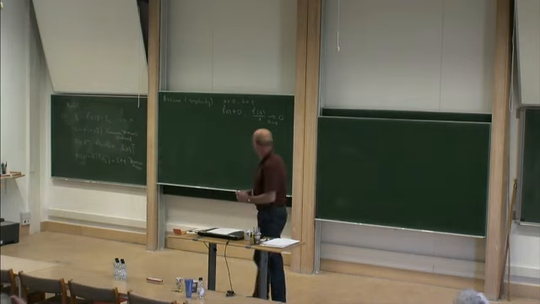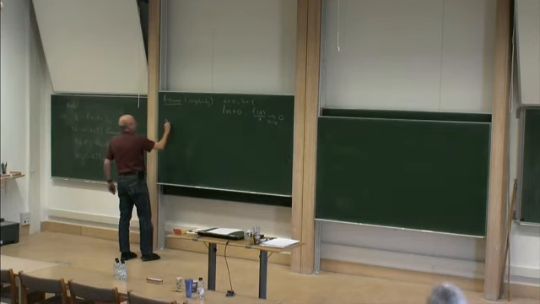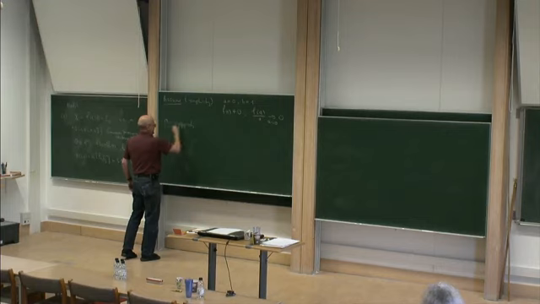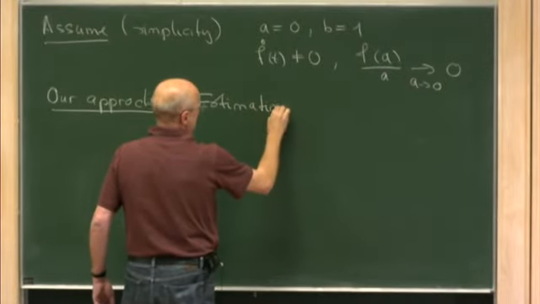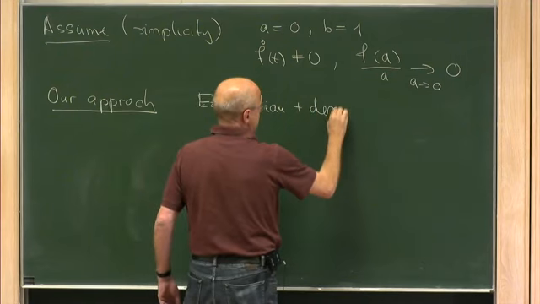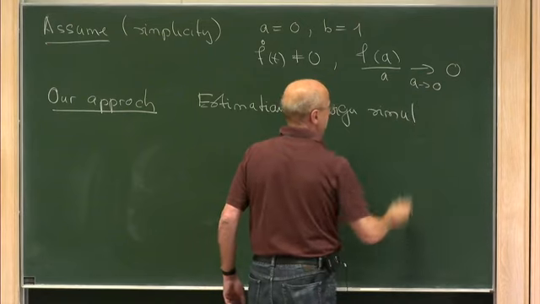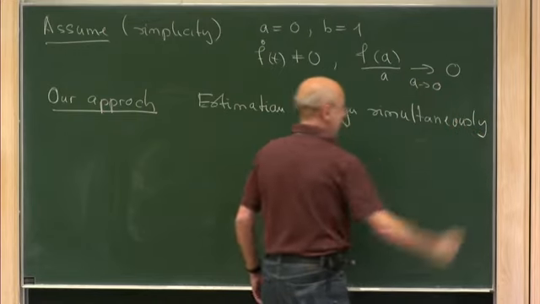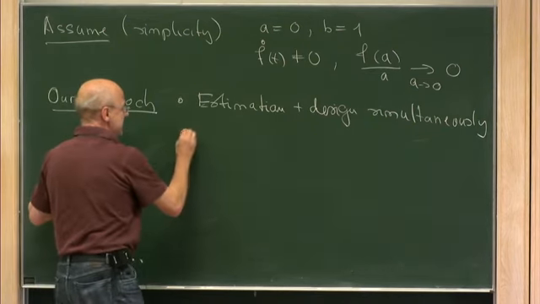So our approach is maybe easy to describe: estimation plus design. It's not quite true, but roughly that's the way we're thinking, or at least I'm thinking that way. I don't know about my co-authors. So we do that simultaneously somehow, and then we go directly to the limit. We look at the limiting model.